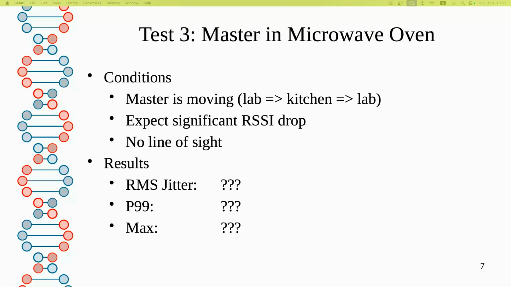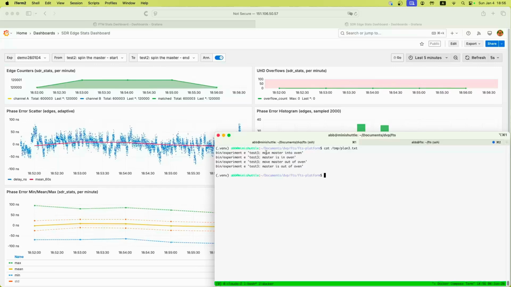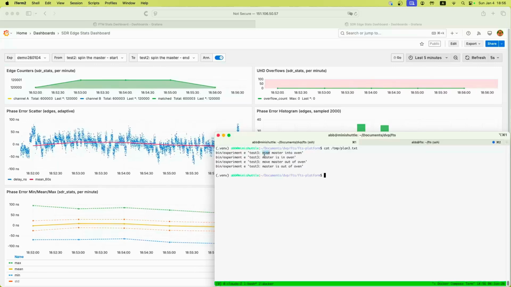For the third test, I'll put a master in microwave oven. The master will be moving from the lab to the kitchen, then it will stay stationary for a while, and then I will move it back. I expect significant signal strength drop. There will be no line of sight. There are a couple of concrete walls between the lab and the kitchen. Let me move the master into the oven now.